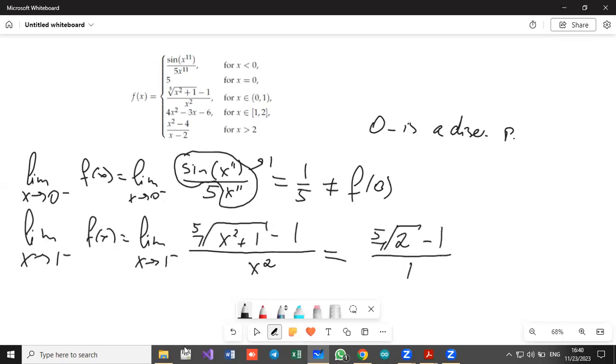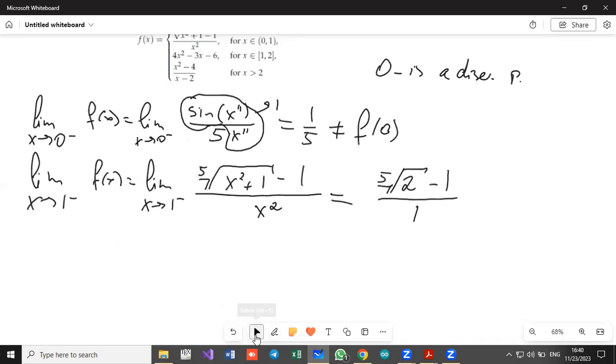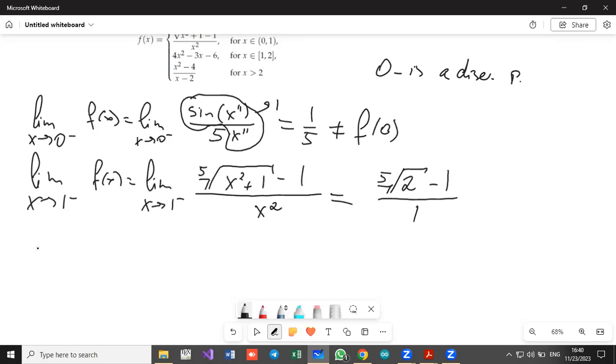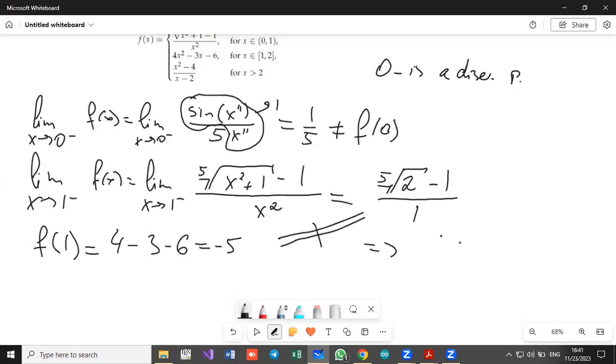Okay, it's hard to imagine that the limit from the right side will be this number. So we can again skip the calculation and say our function is discontinuous. And when we grade you, we will skip giving you whole points, because we need you to do the calculation. Okay, let's do the following. Let's calculate the value of our function at 1. It's 4 minus 3 minus 6, right? So it's minus 5. These two numbers are different, and 1 is a discontinuity point.